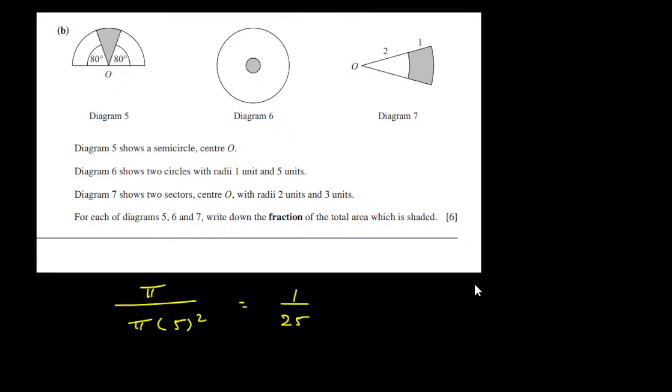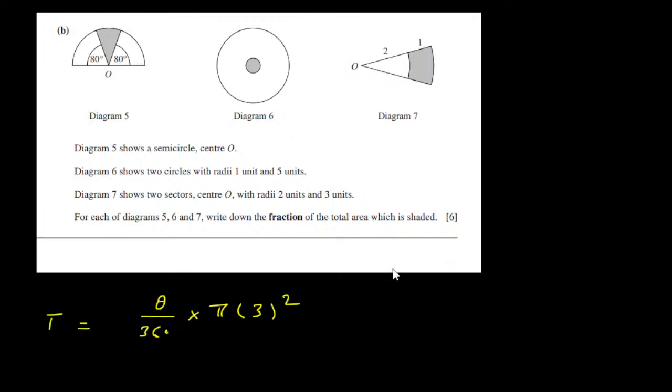The fraction of shaded part to the total part. And this third one, yes, this is quite a difficult one. So if I consider the total one, unshaded part and total one, so total area is theta divided by 360 times pi times r squared, here we will consider 3 squared. This is the total.